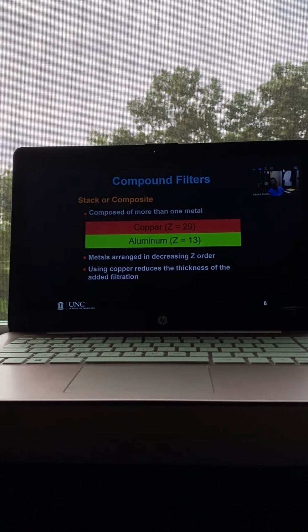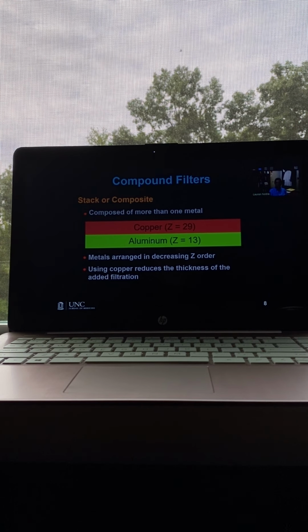Okay. So like I said, most of the time it's aluminum. That's what it is in our X-ray equipment. There are some units though that may use compound filters. It's possible that some diagnostic X-ray units may use compound filters. Most of them, though, tend to use just straight up aluminum. But the reason it's called a compound filter or a stack filter or a composite is because if you notice here, it consists of more than one metal.